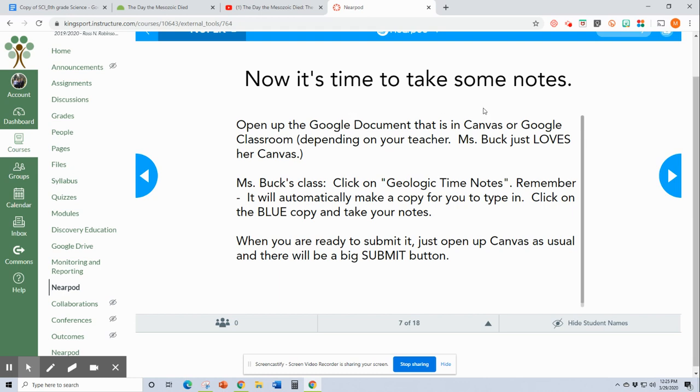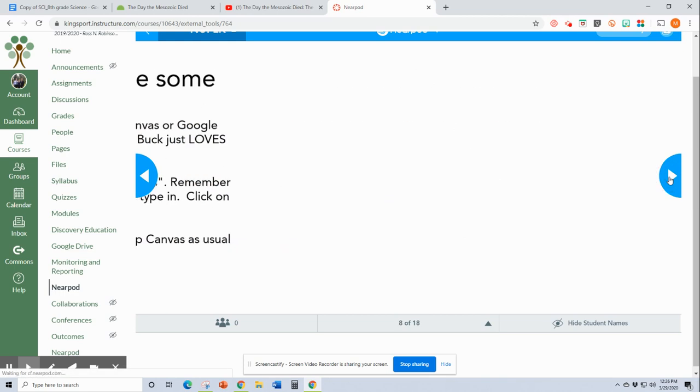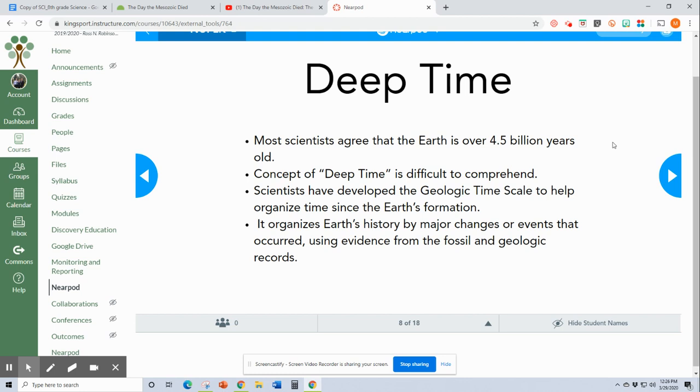All right, it says now it's time to take some notes. So that means you'll go back and forth between your Google note sheet and your Nearpod, all right? And just reminding you, if you didn't already open them up, this is what you want to do. Click on your blue copy and take notes. And then here's your notes, all right?